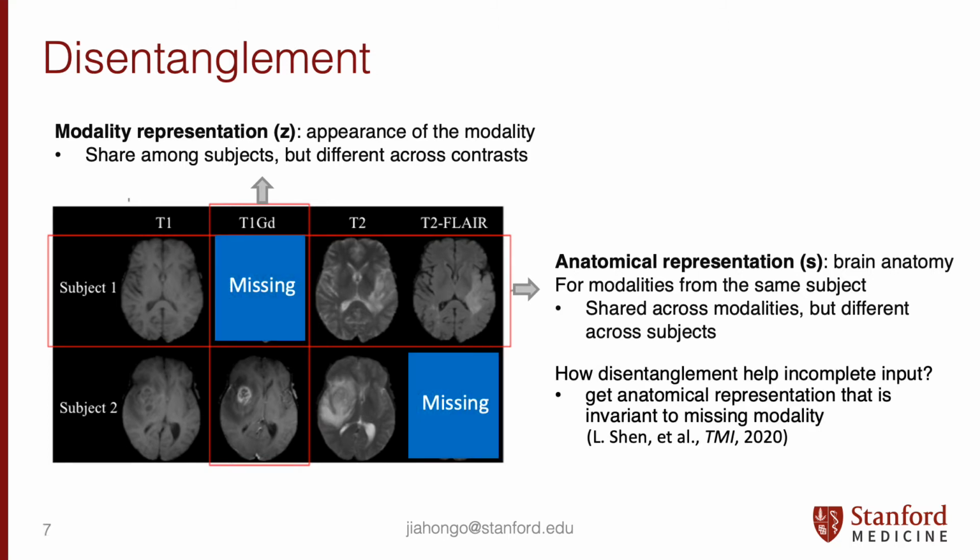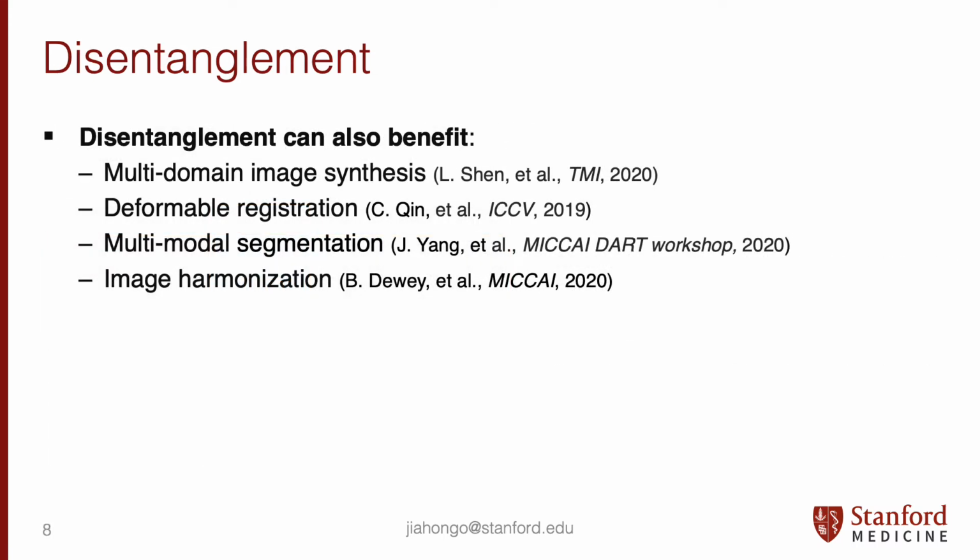So how can this disentanglement help with the incomplete input problem? We can first get the disentangled anatomical representation, and then based on this, get a representation that is invariant to the missing modality. Existing works have also shown that disentanglement can benefit multi-domain image synthesis, deformable registration, multimodal segmentation, and image harmonization.